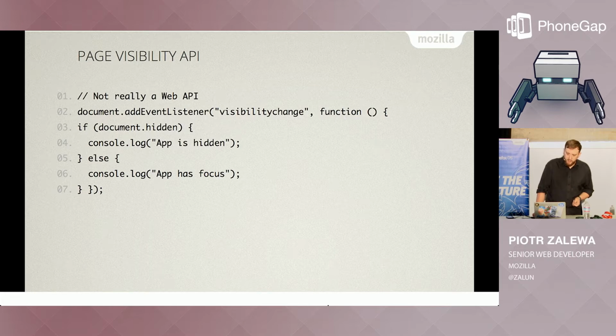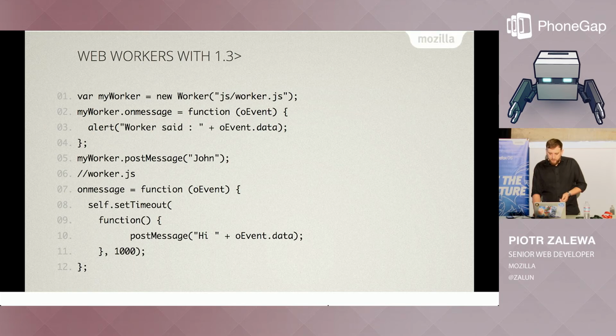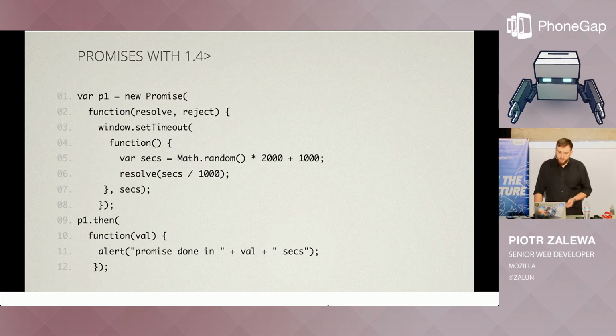The Page Visibility API is also something which is not actually an API, but it is often needed to change something in the application if it is out of focus. We do have web workers, and you might basically use web workers and promises. This is a way to wait until something asynchronous happens and do something afterwards, instead of putting code into the callback.